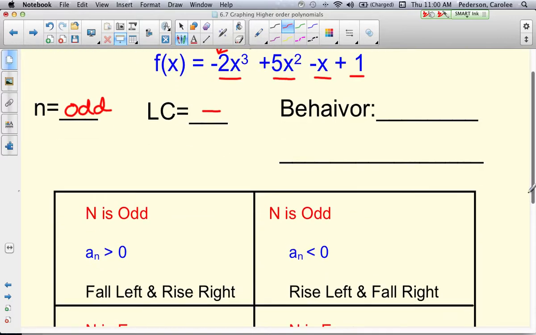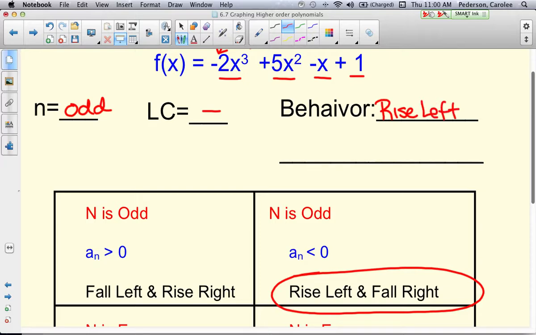All right, it has to be one of the top two boxes because my degree is odd. Now I look at the two leading coefficients. The leading coefficient is a negative. So that means it's going to be this box right here. It's going to rise on the left and fall on the right. So that's what you'd write down for the end behavior. And behavior is spelled wrong.